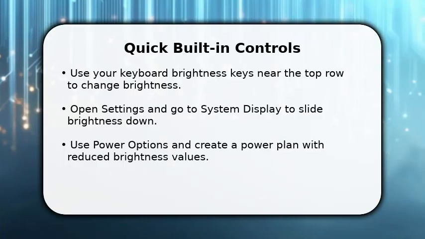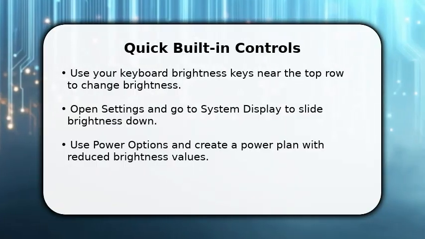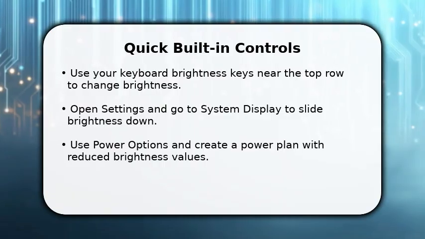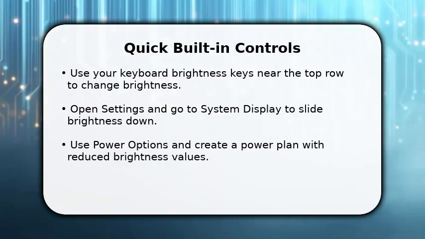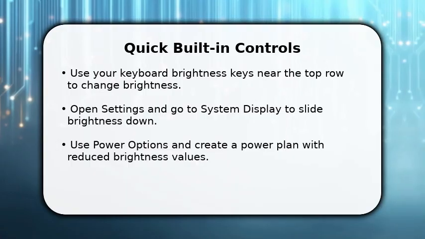This guide shows how to set low brightness on a Windows PC quickly. Start by using your keyboard brightness keys near the top row. Open Settings and go to System Display to slide brightness down.